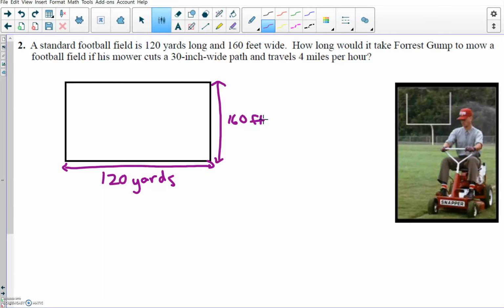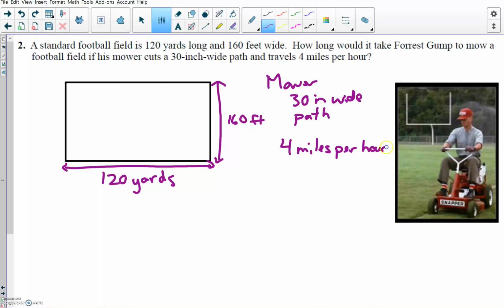So the next bit is to go ahead and pull out any other additional information. We know that the mower has a 30-inch wide path. And we also know that it travels 4 miles per hour. So I've gone ahead and pulled out that key information and written it down so that I can understand a little bit better.